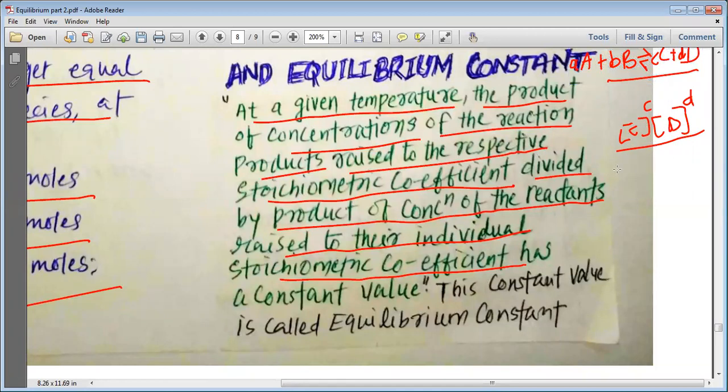Now the next thing we put into the denominator is the product of concentrations of reactants. What are the reactants? A and B. So we write their concentrations: the concentration of A, multiplied by the concentration of B, the product of concentrations of reactants raised to their individual stoichiometric coefficients. What is the stoichiometric coefficient of A? It is a, so the power is a. The stoichiometric coefficient for B is b, so the power is b. This is how we understand it, my dear students, and let us keep it back.